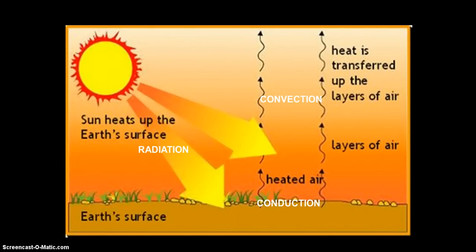Now the air is right near the ground, touching the ground. So because the ground is warm, through conduction, it's going to heat the air that's touching the ground. That heated air is going to start to rise. That is convection. So the hot air goes up.